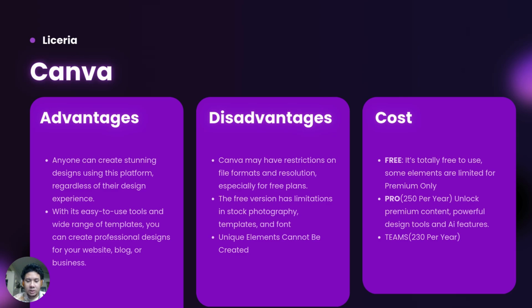What is the cost of Canva? One of the plans is totally free to use, though some elements are limited or for premium only. The pro plan is 250 ringgit per year, as it can unlock premium content, powerful design tools, and AI features. But for teams, it is 230 ringgit per year. It enables collaboration and unlocks more features that involve collaboration.